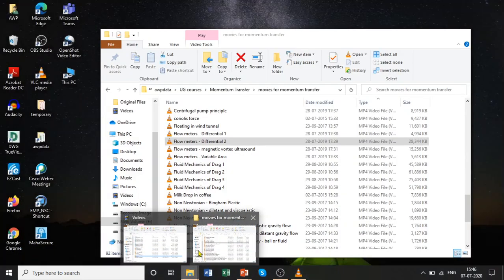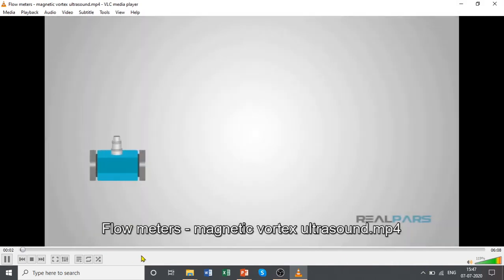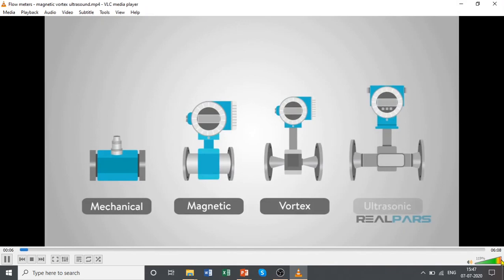Let's look at one more video, the different types of flow meters. There are many types of flow meters available for use in industrial automation. Depending on the product to be measured, whether it's liquid or gas, some basic principles apply to how the meters work.